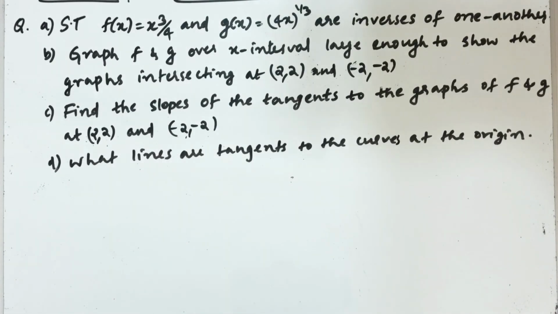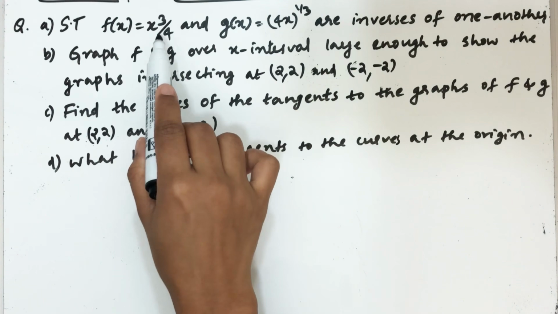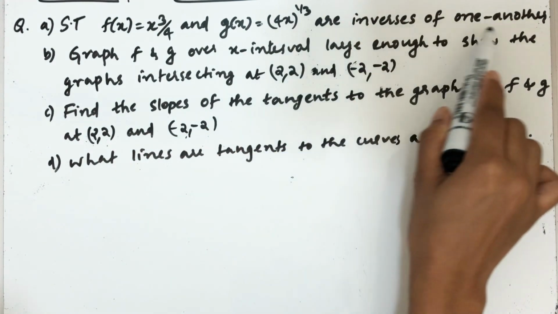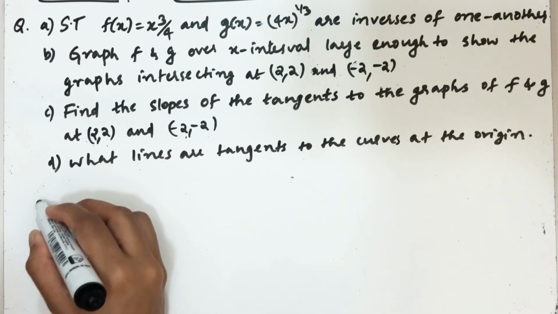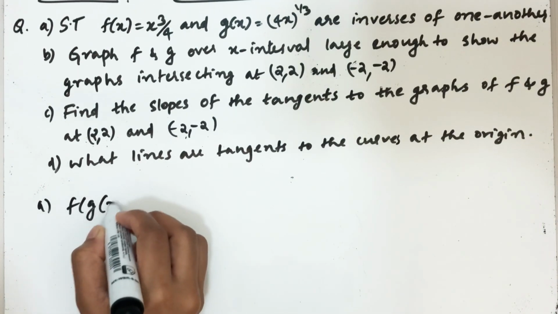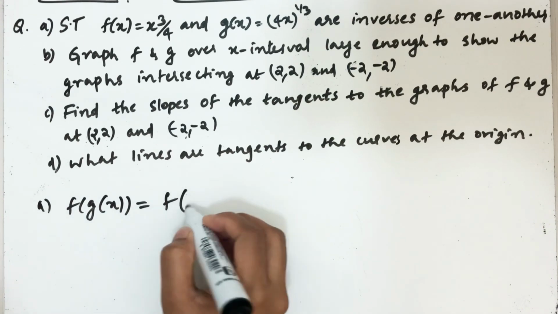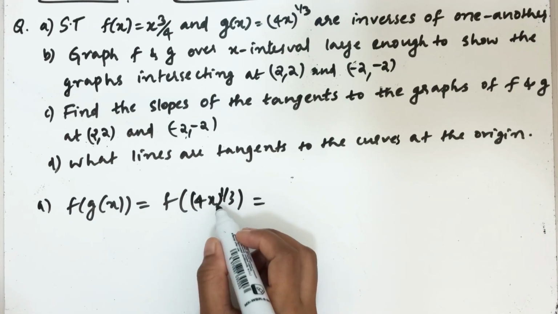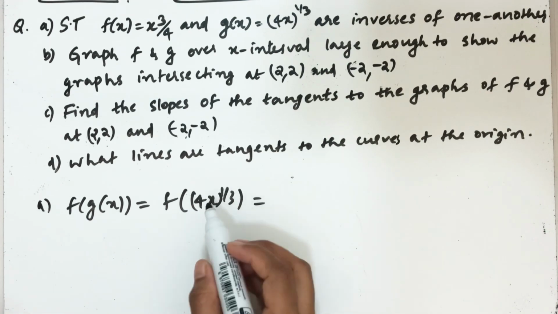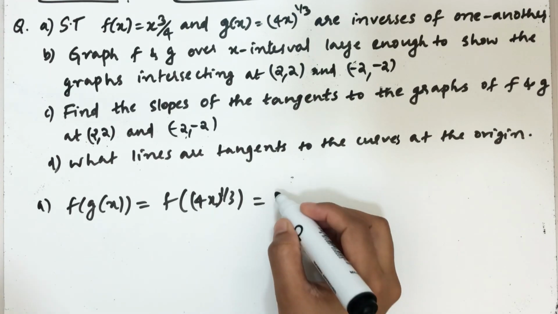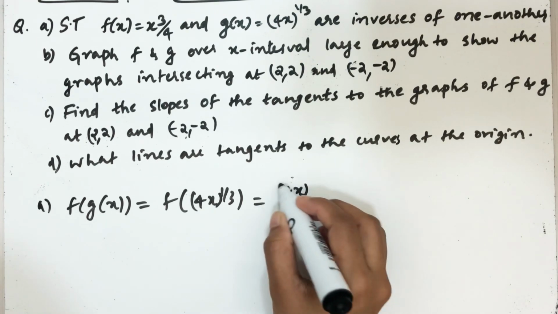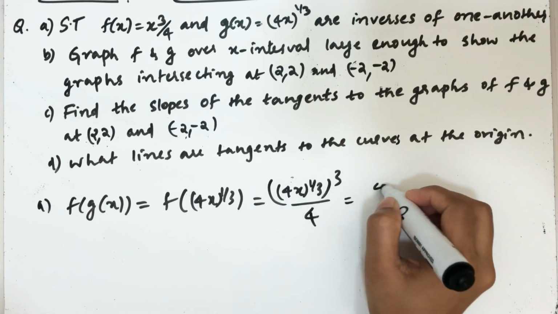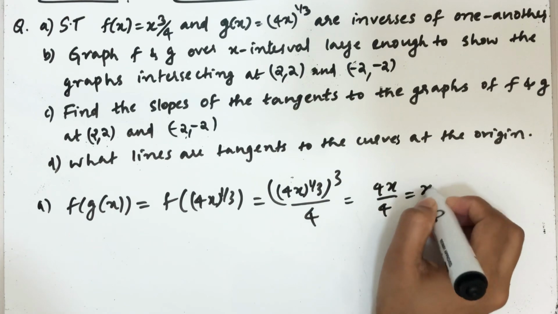Next, a similar question. First part, show that f of x is equal to x cube by 4 and g of x is equal to 4x the whole raised to 1 by 3 are inverses of one another. So we can check f of g of x and g of f of x. f of g of x, where g of x is 4x the whole raised to 1 by 3 and f of x is x cube by 4. So f of 4x raised to 1 by 3 is equal to 4x raised to 1 by 3 the whole cube by 4. This is equal to 4x by 4, which is equal to x.